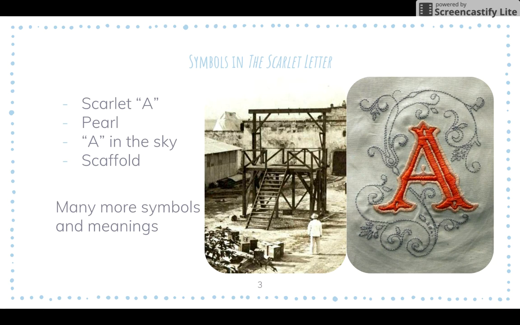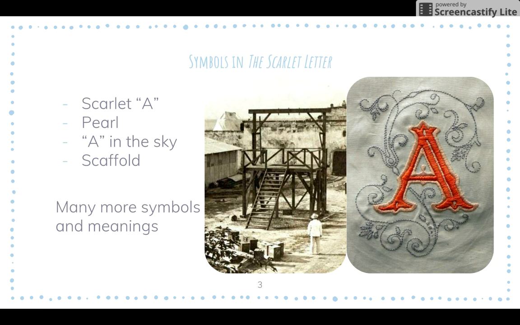The first is the Scarlet A. To the rest of her society, this is Hester Prynne's mistake. This is her shame that she has because of what she did. But by the end of the book, it almost becomes something to be proud of. She embroiders it, she makes it look really, really fancy. And when other people see it, it reminds them of all of the kind things she's done and how she's tried so hard to atone for her sins throughout most of the book.